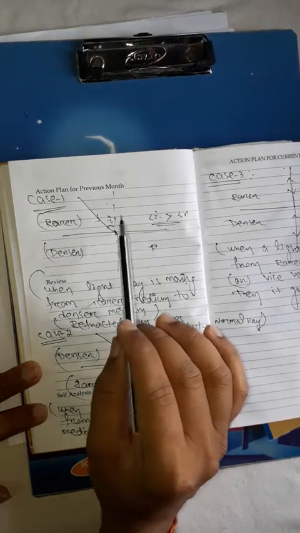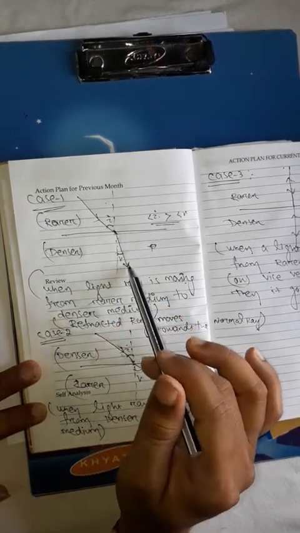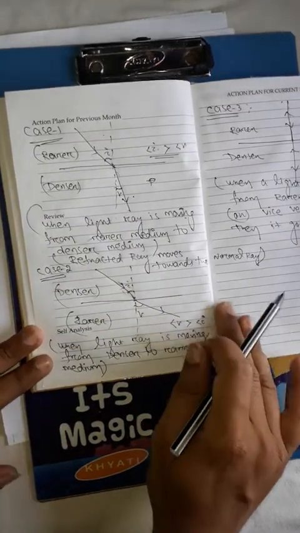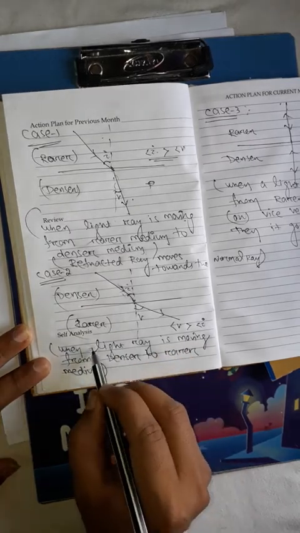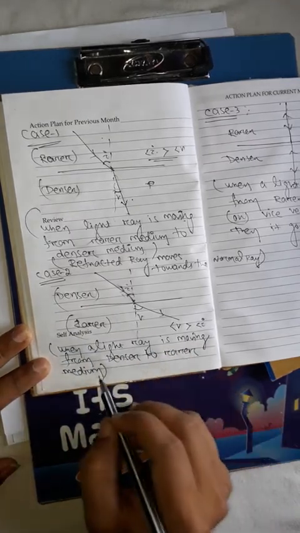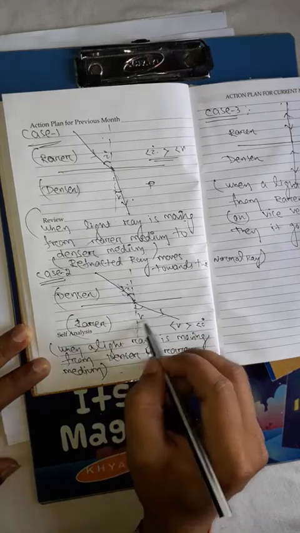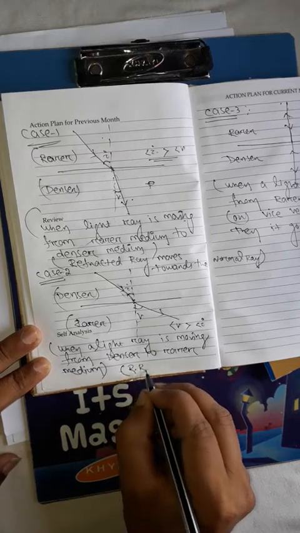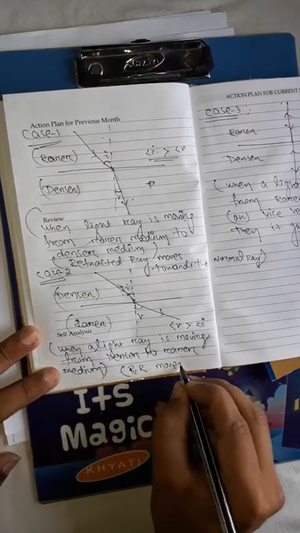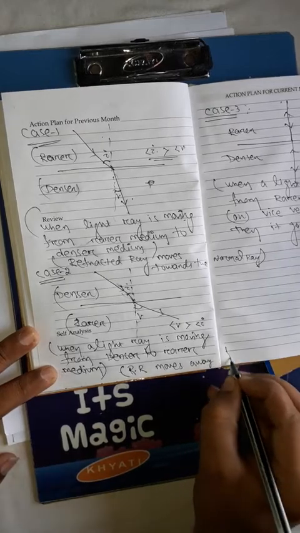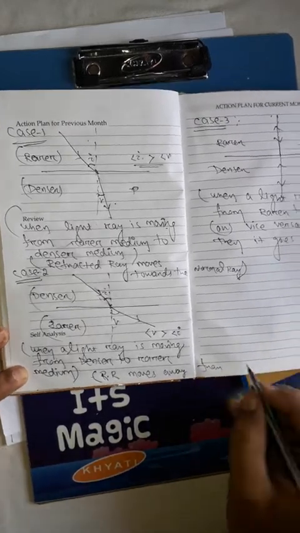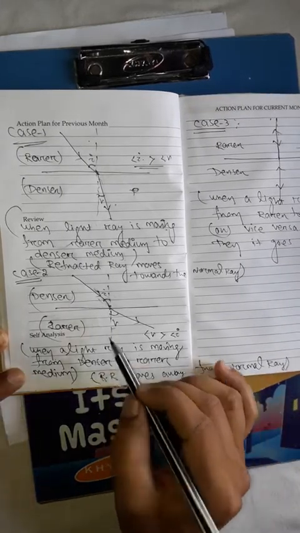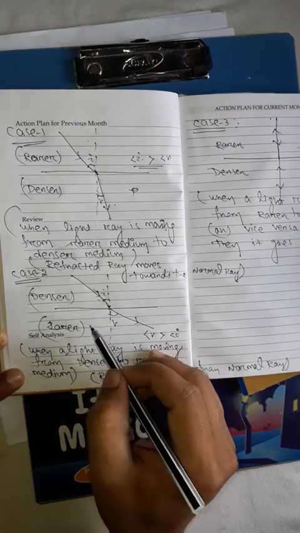We find that when a light ray is moving from rarer to denser medium, the refracted ray moves towards the normal. But in the second case, when a light ray is moving from denser to rarer medium, the refracted ray moves away from the normal ray. This is the second case.